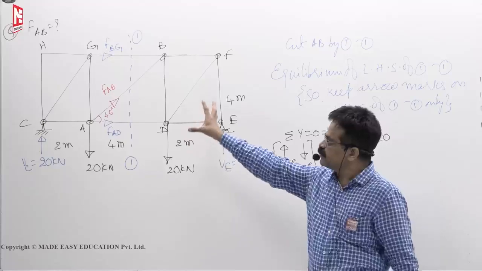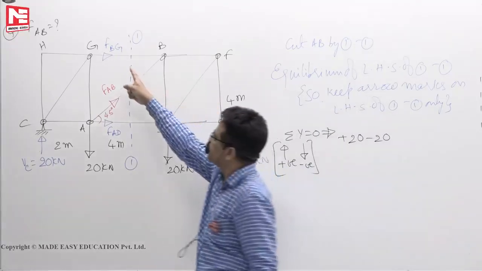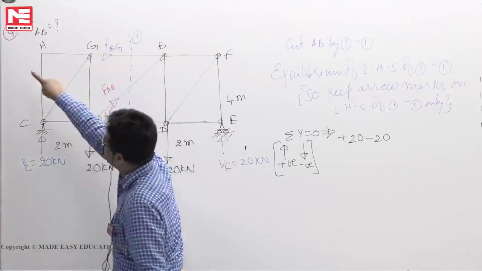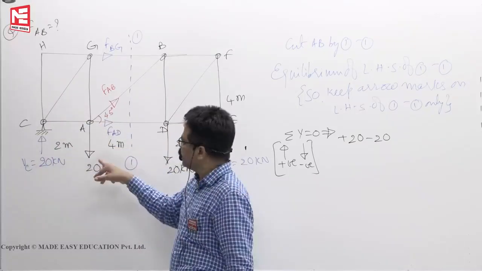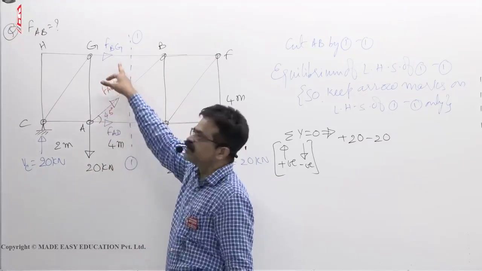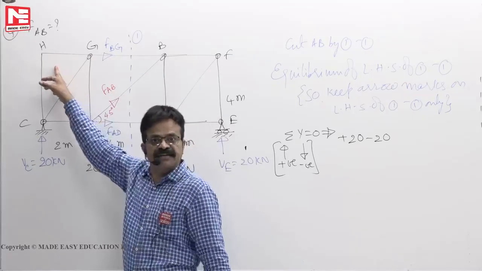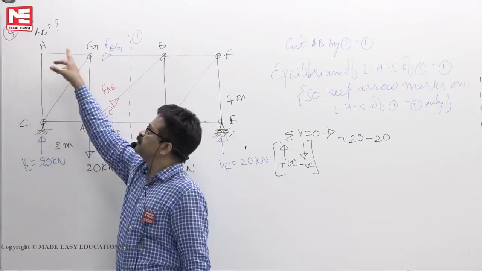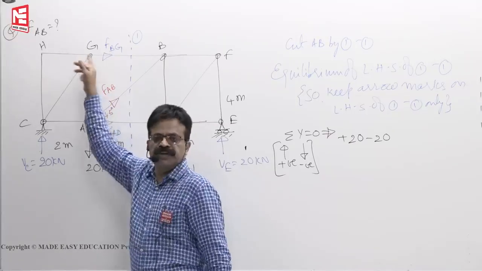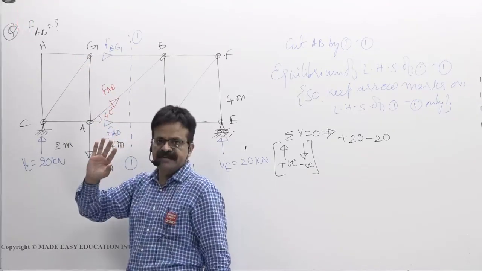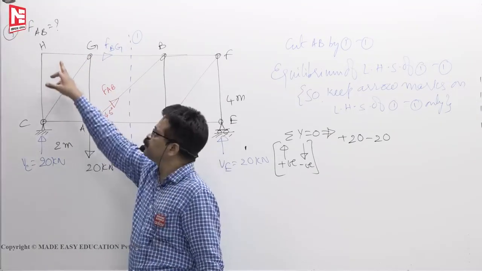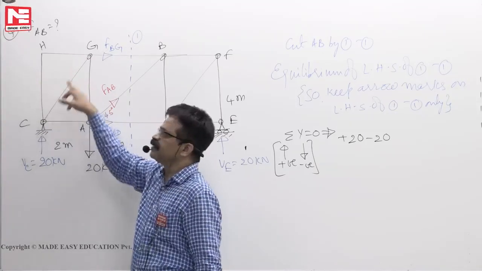20 is your LHS of 1-1, which means this is your free body diagram. On this free body, 20 up, 20 down, FAD, FAB, FBG are acting. These forces we should not show because they are uncut members. If I show towards the joint, here also towards the joint I have to show. 2 arrows are there, so they balance themselves. So it is an utter waste of time to show arrow marks here and here, here and here, here and here.